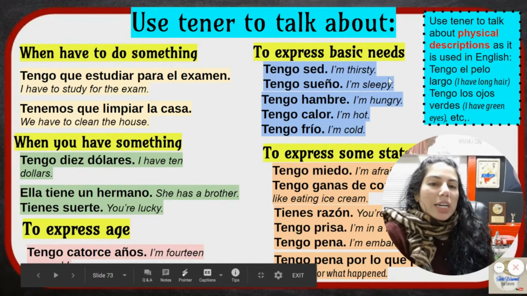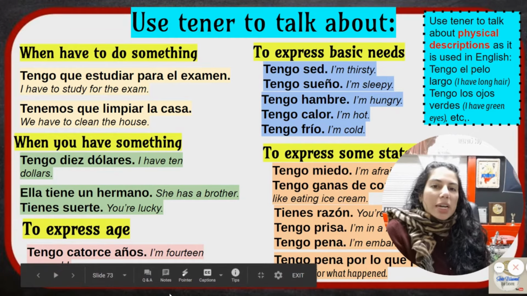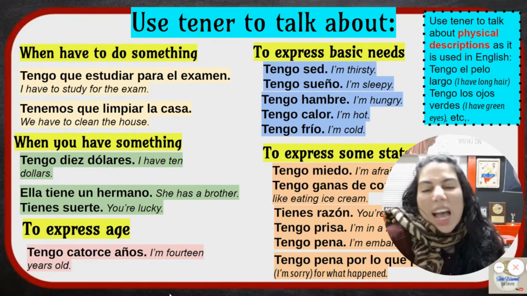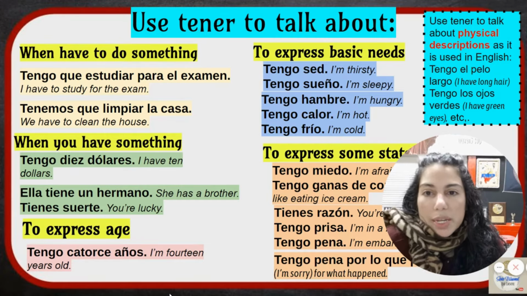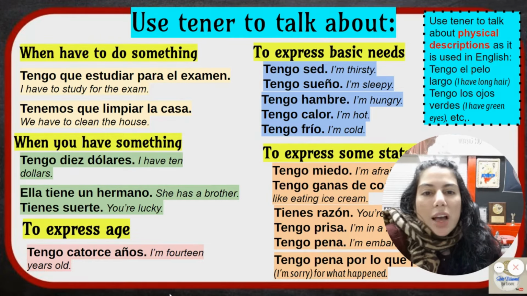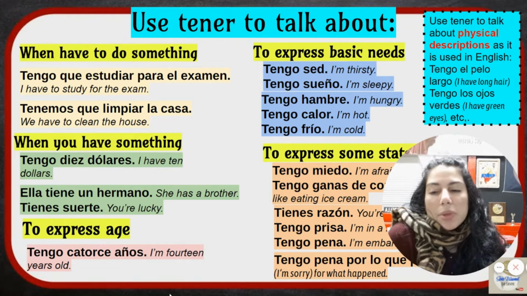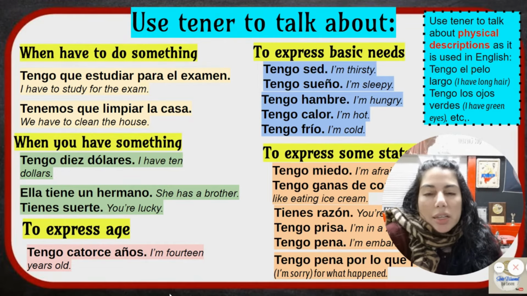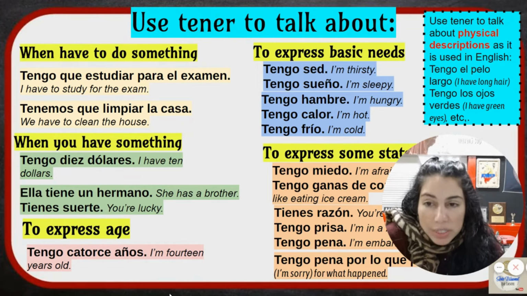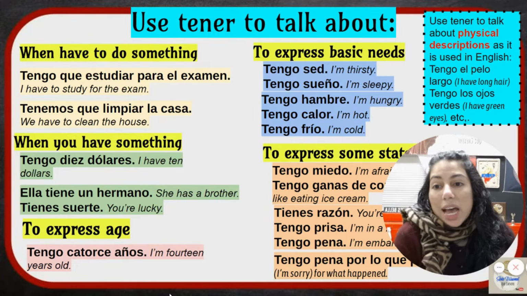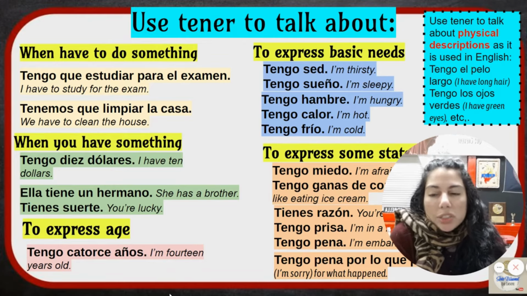So the verb tener is actually a verb that has many uses in Spanish. So like we use tener when we have to do something, right? Just like in English, like I have to study for the exam. You would say tengo que. So that have to is tengo, and then that to is que in Spanish. So tengo que.